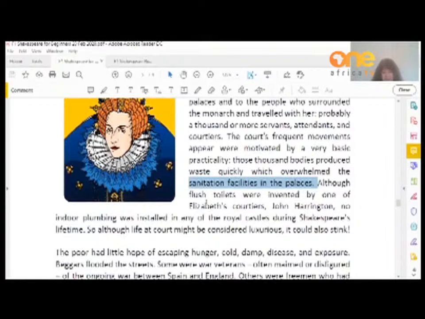Okay, so they had just actually invented flush toilets then, one of Elizabeth's courtiers, but they never got around to installing it in Shakespeare's day. So although life at court might be considered luxurious, it could also really stink.